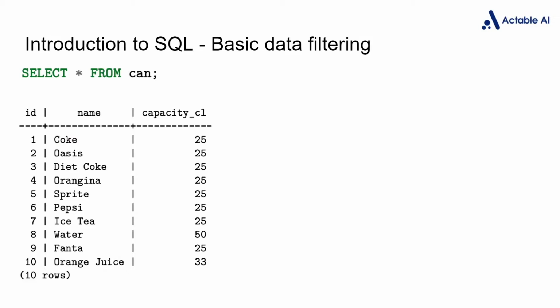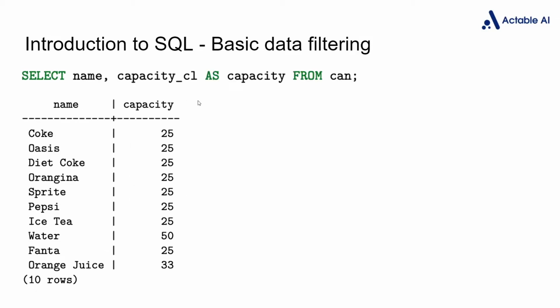Here's a quick example. We have this data in the database, and the table is called can. If we do select star from can, it will show the whole table with all the columns. Now let's say we don't want the ID, the first column, and we only want the name and the capacity. For that we just do select name, comma, capacity from can, and here we are. This is basic but very important.